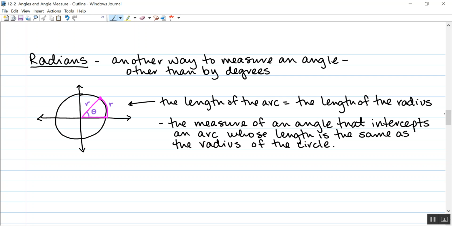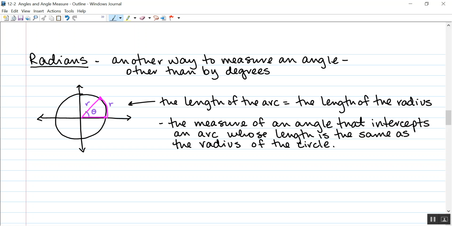Radians. This is another way to measure an angle other than degrees, and you're probably familiar with this from your calculator, saying that you can put it into degree mode or radian mode. And in the last section I made a point to tell you to make sure your calculator's in degree mode when we're solving those trig functions. But a radian is another way to measure this angle.